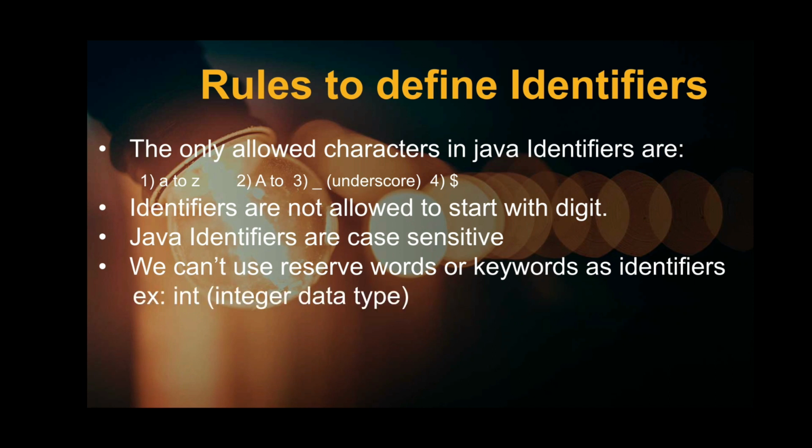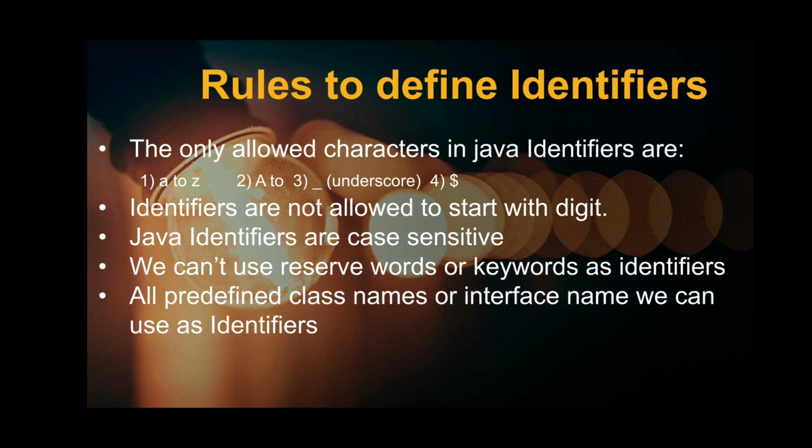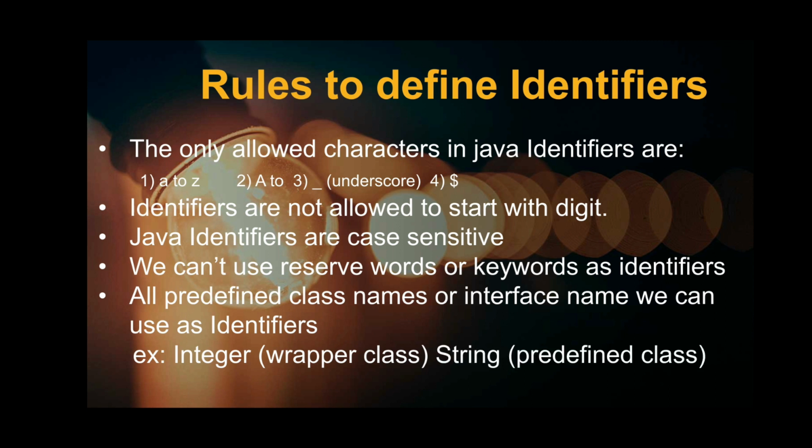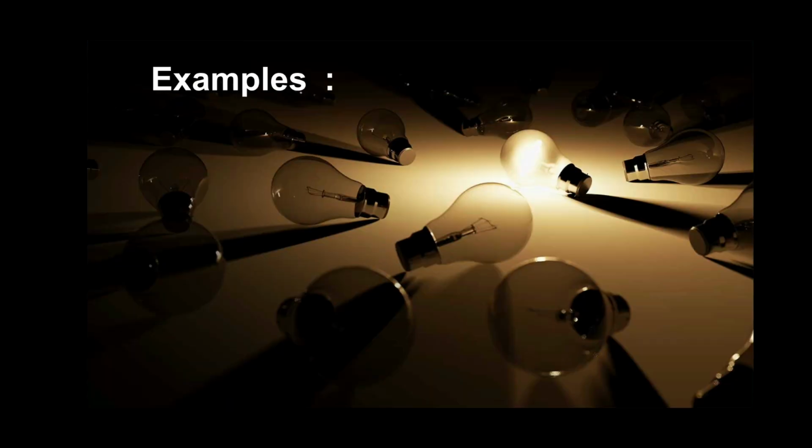For example, int is a data type. You can't use floating data types. You can't use int, float, and so on. So these are keywords. But you can use predefined class names or interface names happily as identifiers. For example, Integer is a predefined class or wrapper class. You can happily use Integer, but nobody uses this as an identifier. Next we will see some examples.